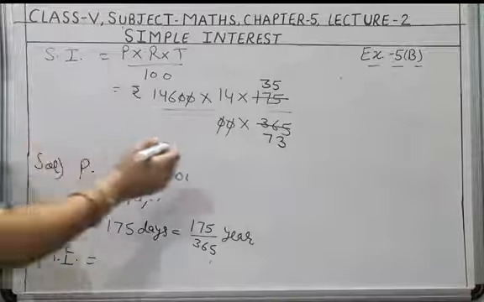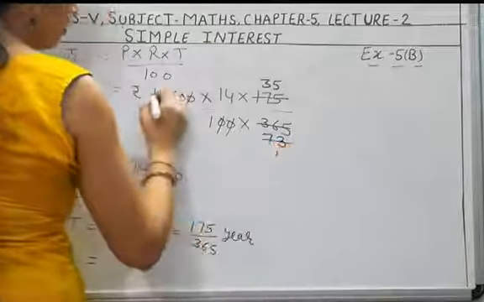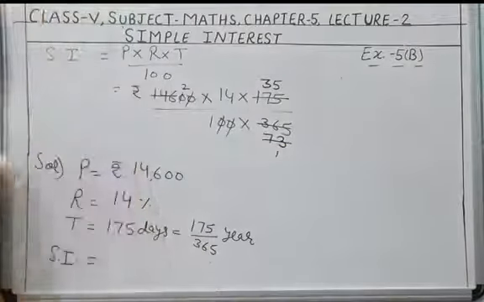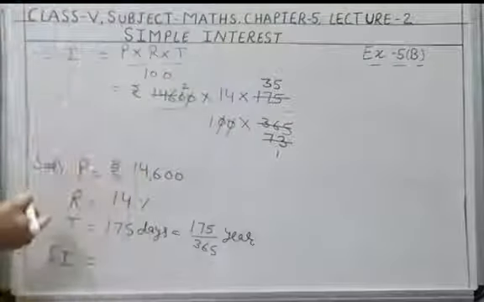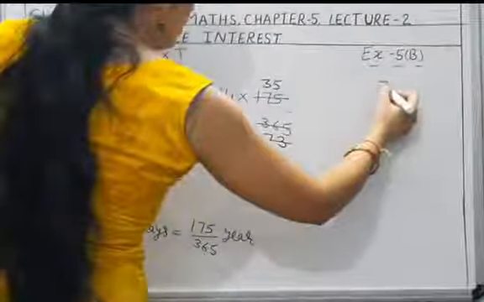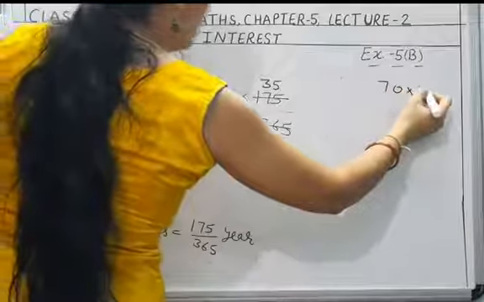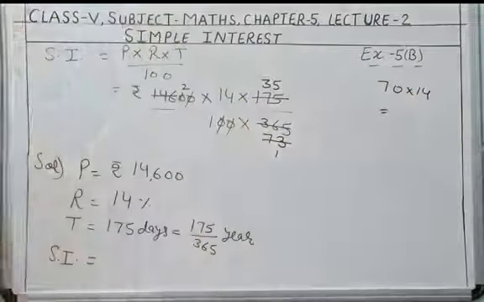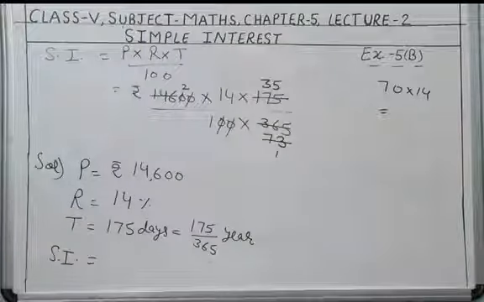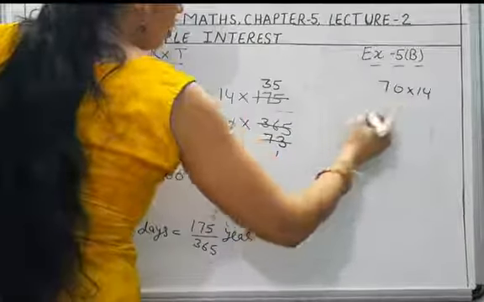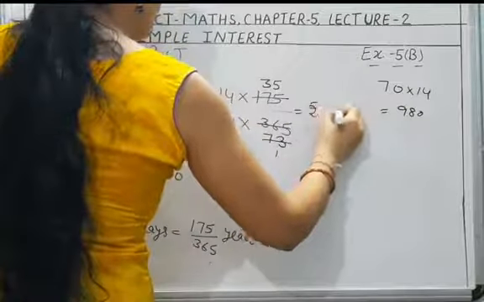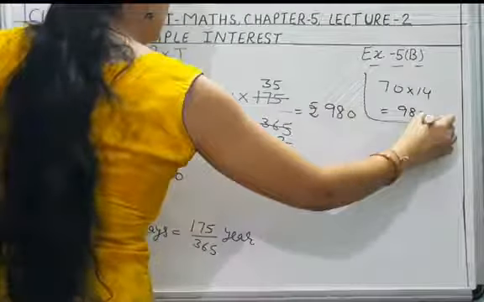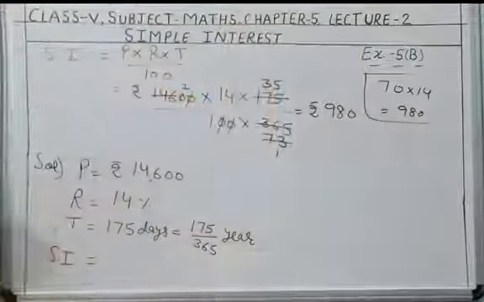Now 73 1s are 73. 73 2s are 146. Right? Now 35 2s are 70. 70 multiplied by 14. So you all know 14 sevens are 98. So it will become 980. So you will get your answer rupees 980. It is your rough column.